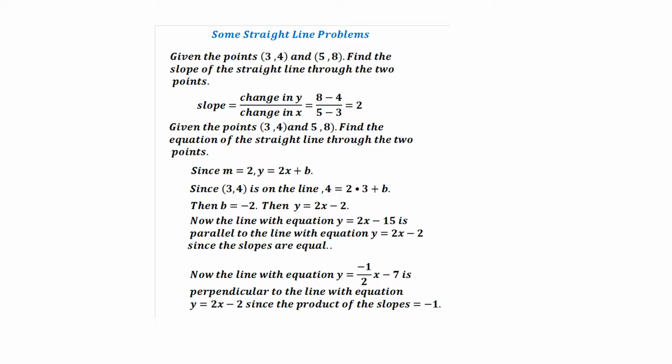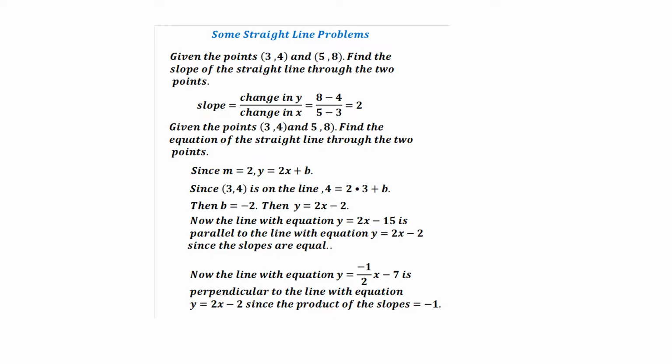So the first thing we do is define the slope. Slope was defined as the change in y over the change in x. So if we start at 5, 8 and go to 3, 4, the change in y goes 8 minus 4, that's the change, and the change in x is 5 minus 3, that's 4 over 2 is 2. So the slope is 2.